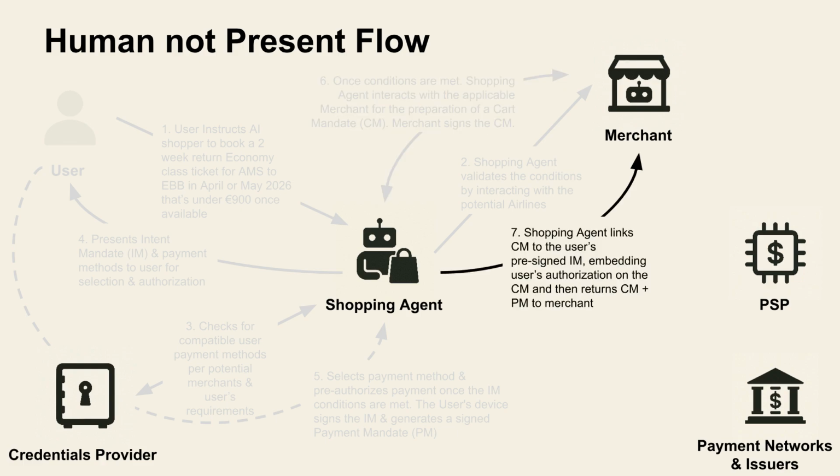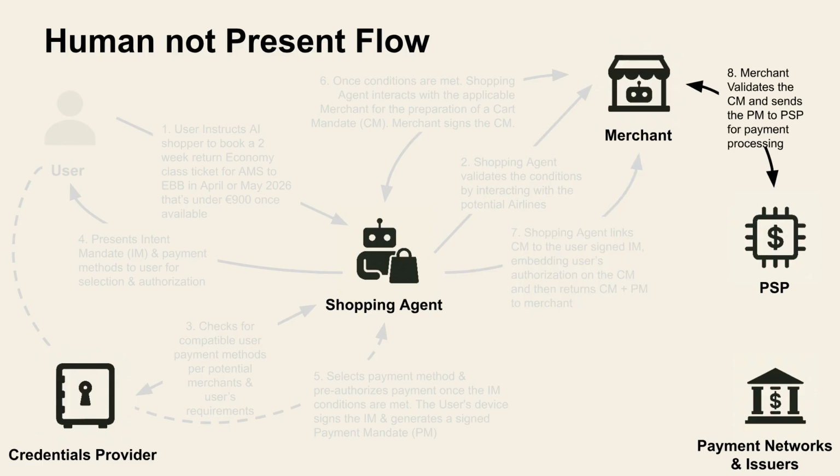Step 7. The shopping agent links the cart mandate to the user's pre-signed intent mandate, embedding the user's authorization on the cart mandate. The shopping agent then returns the cart mandate to the merchant, and also includes the prior signed payment mandate. Step 8. The merchant validates the cart mandate and sends the payment mandate to the PSP for processing. Depending on the payment method, the cart and intent mandates might be sent as well.